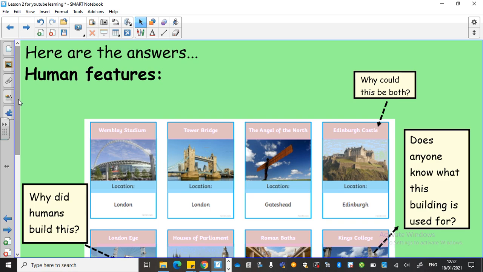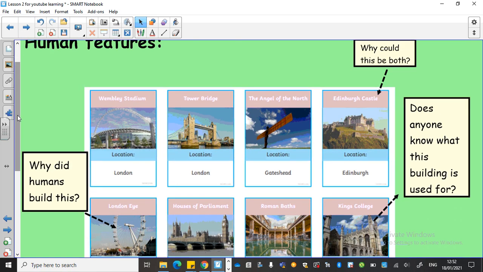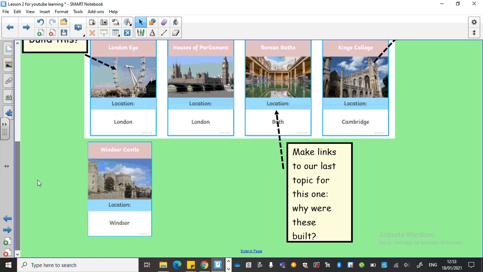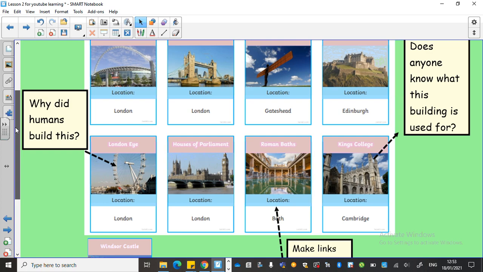So here are the answers. Now, I might have tricked you a little bit because quite a few of them are both. So human features, we had Wembley Stadium, Tower Bridge, the Angel of the North, which is up in Gateshead in the north of England. We've got Edinburgh Castle, the London Eye, Houses of Parliament, the Roman Baths, love the Roman Baths in Bath. We've got King's College, which is a university in London, and we've got Windsor Castle in Windsor.